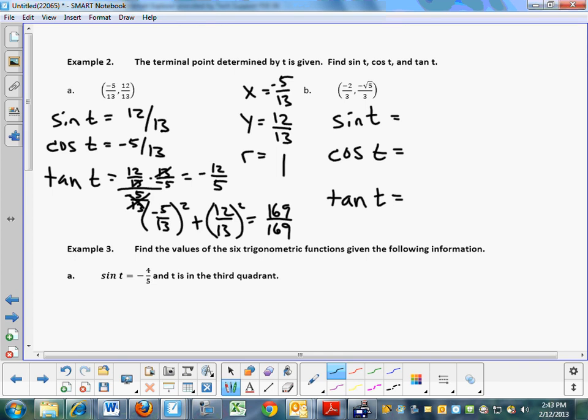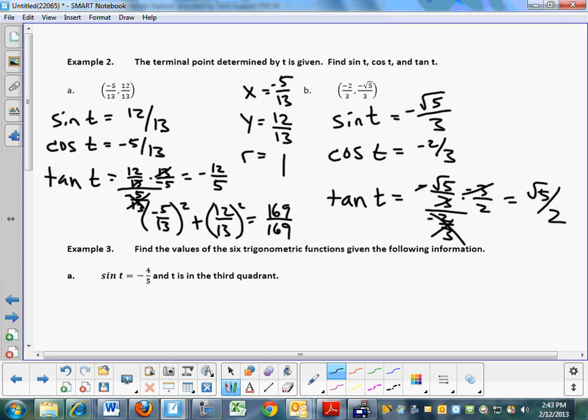Okay. This one, sine of t, cosine of t, tangent of t. This will be the same thing. You'll do the same type of process here. What's sine going to be? Negative square root of 5 over 3. Cosine? Negative 2 over 3. And tangent? Negative square root of 5 over 3 divided by negative 2 over 3. Multiply by the reciprocal. The negatives cancel, the 3's cancel, leaves you with square root of 5 over 2. I have my 3 values.